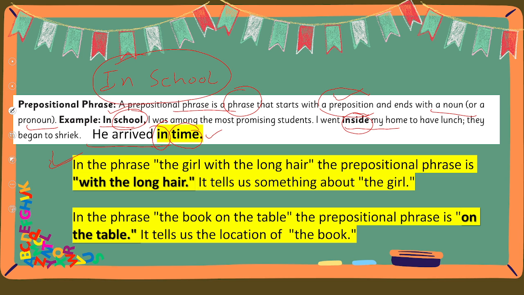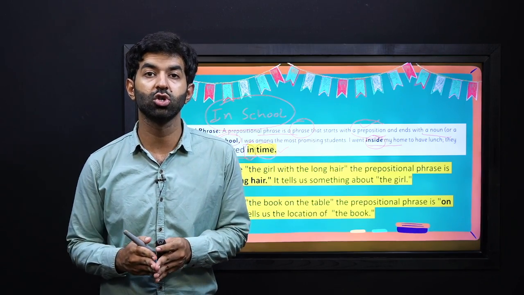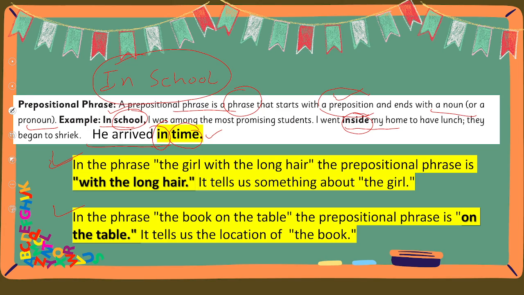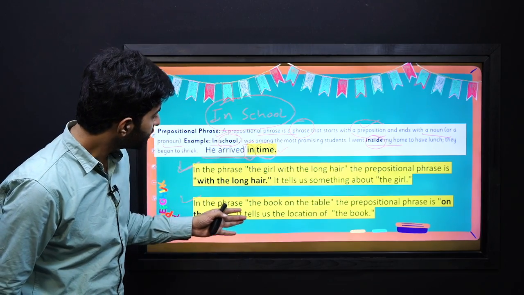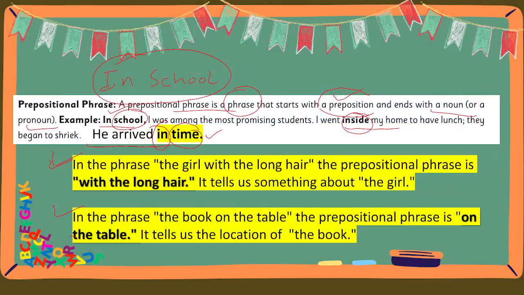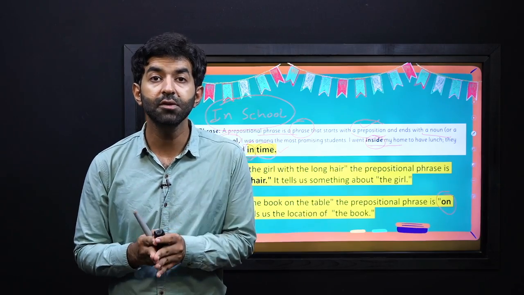In the phrase, the girl with the long hair, the prepositional phrase is with the long hair. With is our preposition. The phrase is starting with a preposition and ending with a noun. And this is telling us something about the girl. It is giving information. In this phrase, the book on the table, on the table is actually our prepositional phrase. On is a preposition, table, it's ending with a noun. So we can clearly spot any prepositional phrase.